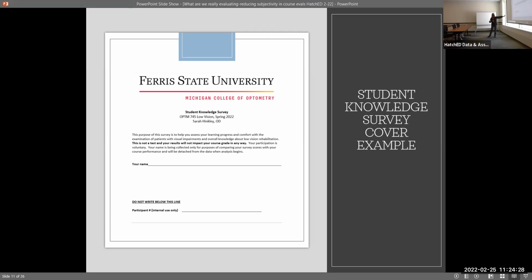And then I asked for the student's name, and then there's a line for participant number. The participant number line was because I gave them a randomized number, and I put that number on both the cover sheet and the survey so that I could detach them without a name to the data when I'm going through evaluation. That was important to me because I didn't really want to know who was who. I just wanted to look at the overall numbers. And that created anonymity for the students to some extent, especially when I was in the IRB process.